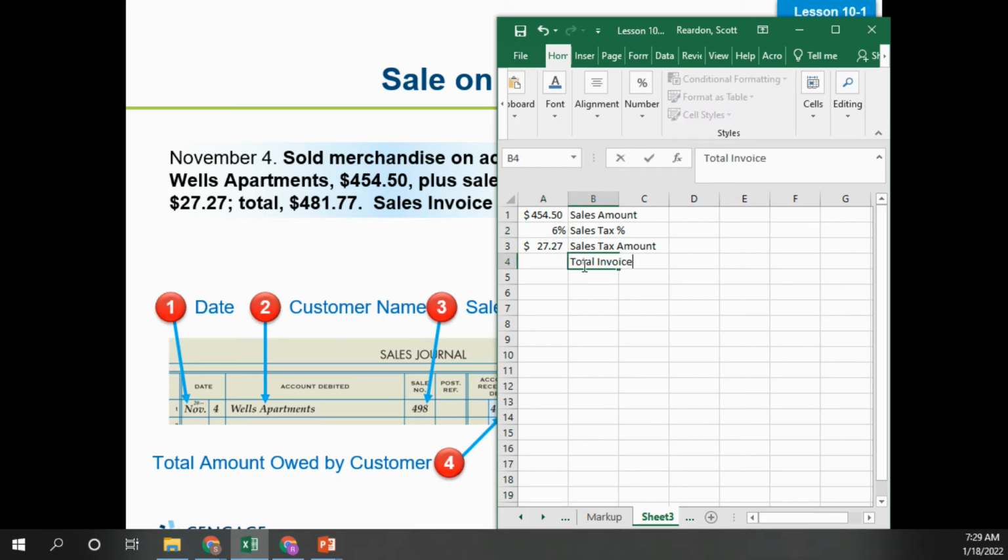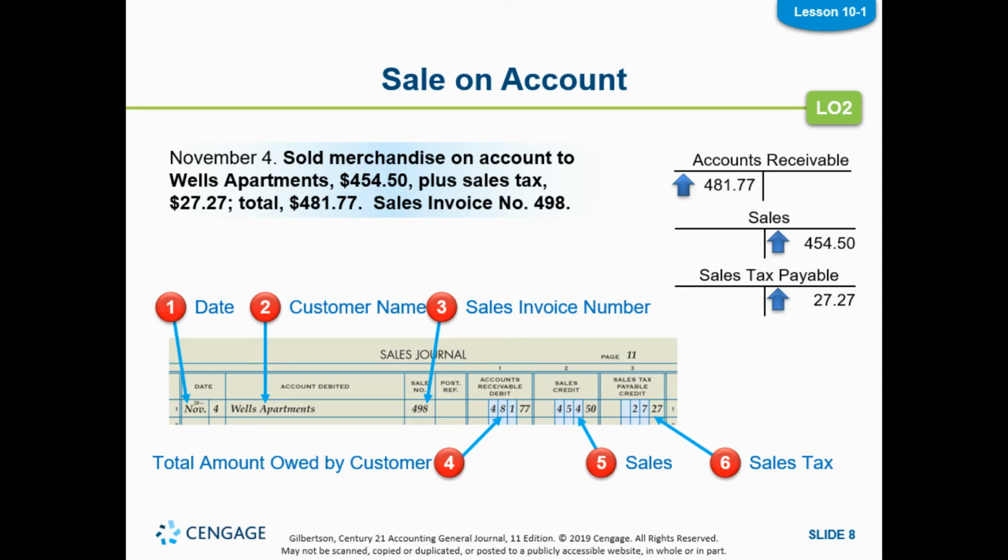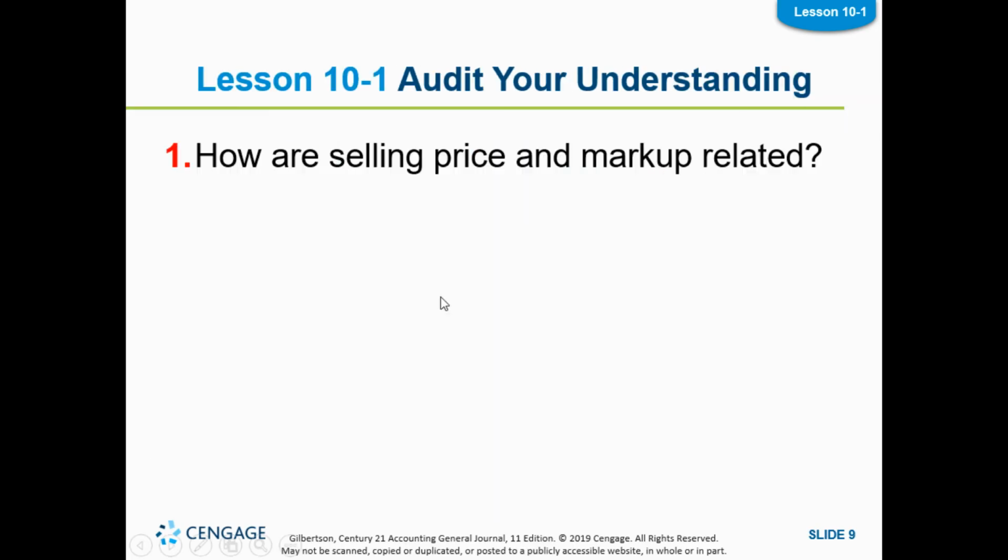Total invoice is going to be our sales amount plus our sales tax amount, 481.77. I'll call this my sales tax calculator. All right. Ooh, that was fun. I can even do fun stuff and format that. I'll do that later though. 481.77. That's how we would record sales tax on that item. I had to reverse engineer that percentage though. Didn't do very good in my head.